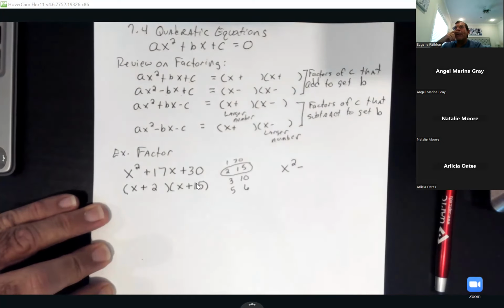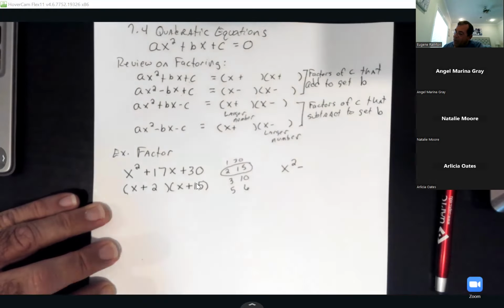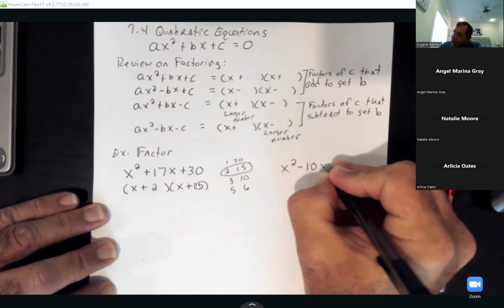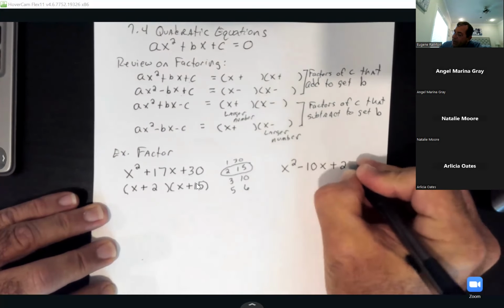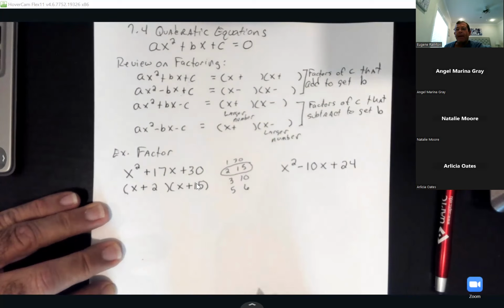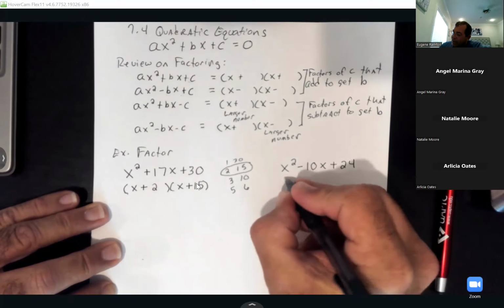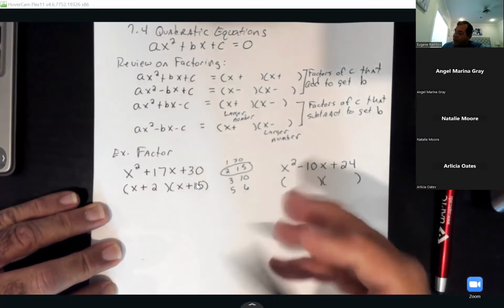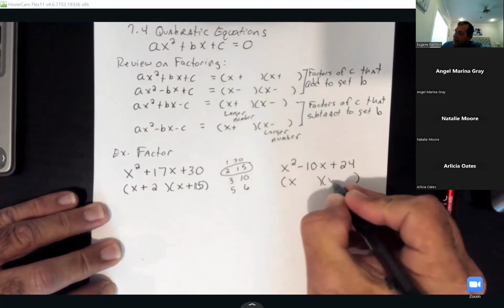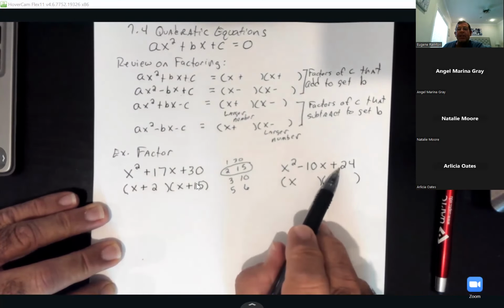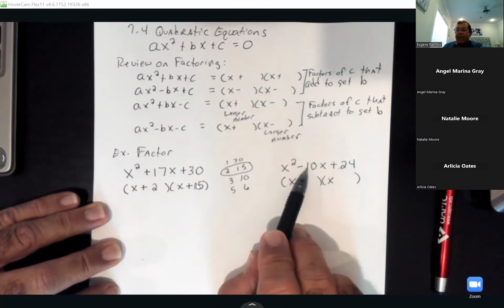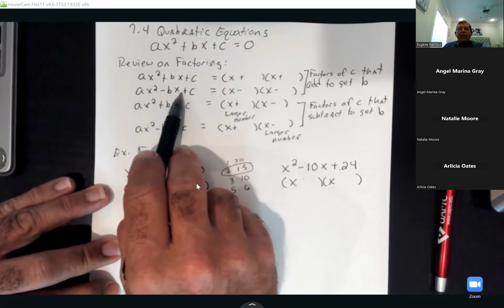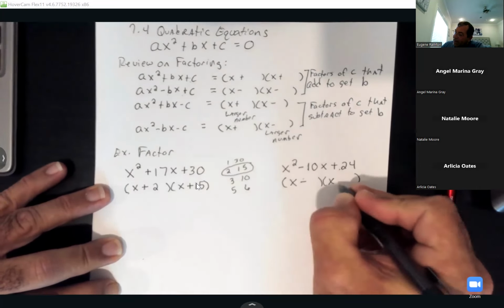Let's try this one. How about x squared equals 10x plus 24? So once again, I'm going to set up my two sets of parentheses. I got an x squared in the front, so that's where I put an x and an x. The last number is positive, so that means both of these will be negative like the middle. And y'all, that's what we set up here. If it's negative in the middle and positive at the end, both factors will be negative.